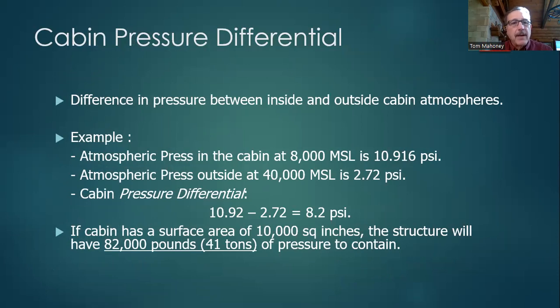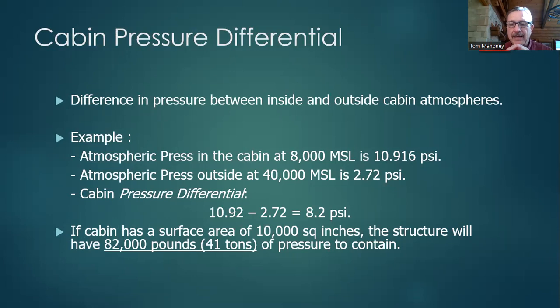Anyway, cabin pressure differential. This is a concept you need to understand. You'll be using this at higher altitudes, especially if you're operating on manual pressurization. You need to know what this means. It's the difference in pressure between the inside and the outside of the cabin atmosphere. So the example of this is atmospheric pressure in the cabin at 8,000 feet. So you've got your cabin pressure at 8,000 feet. You're cruising along at 40,000 feet.